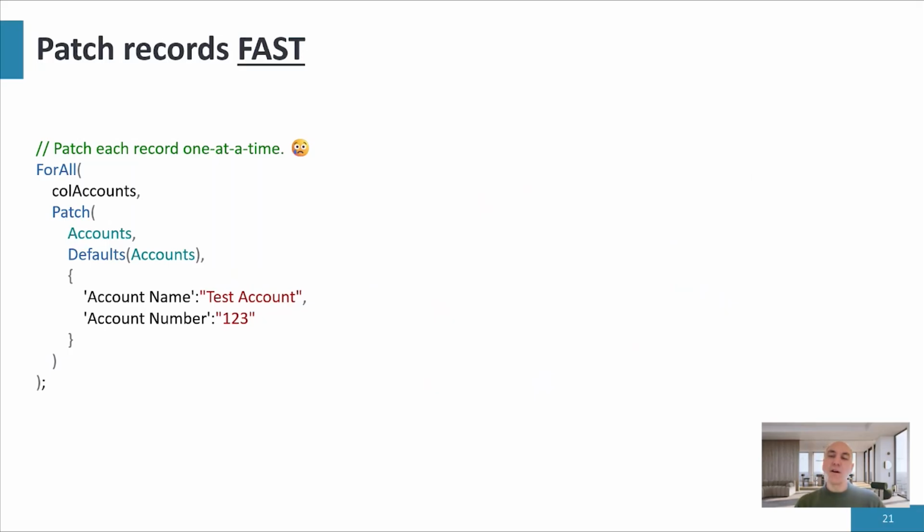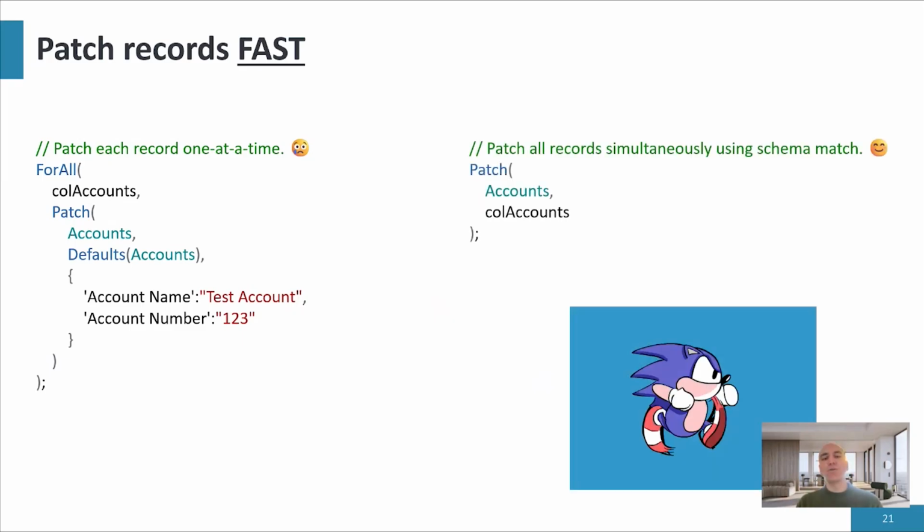Very brief tip here, if you're patching data for creating new records or updating them, you can patch them very fast. On the left is a way that I've typically done it, by using a ForAll loop, going through one at a time to patch records. But you can actually use something called a schema match approach, where you build up your collection to match what the table needs. It matches the schema, in other words.